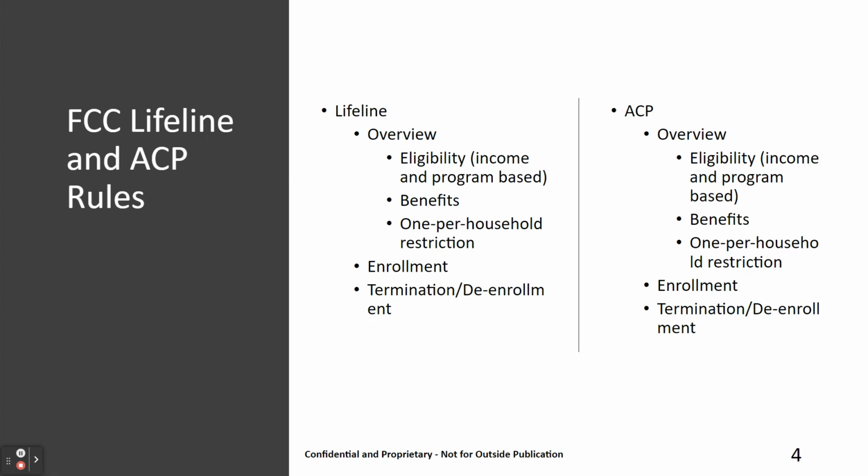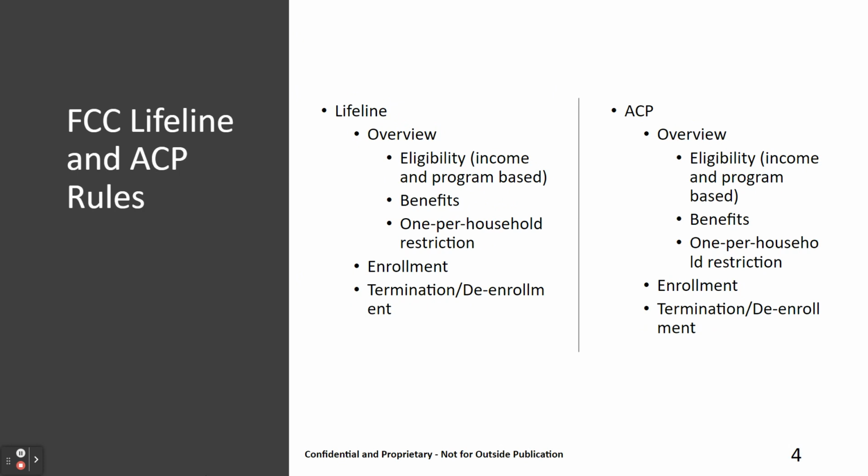Now, ACP benefits. The ACP offers a discount of up to $30 per month toward broadband internet service for eligible households. Eligible households can also receive a one-time discount of up to $100 to purchase a laptop, desktop computer, or tablet from participating providers if they contribute more than $10 and less than $50 toward the purchase price. Smartphones are not eligible for support. More on this in a minute or two.